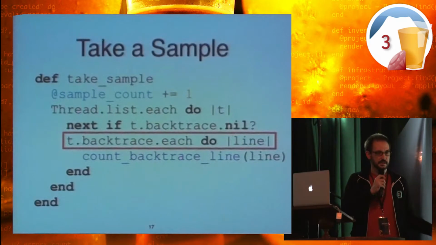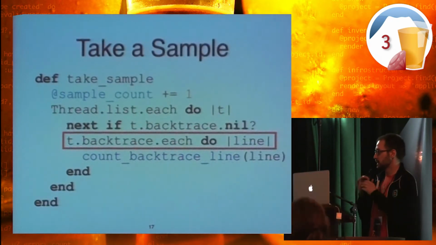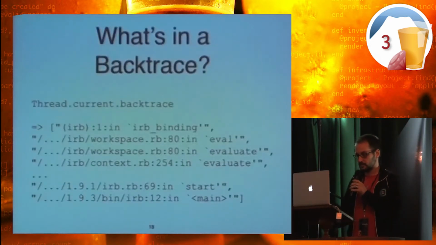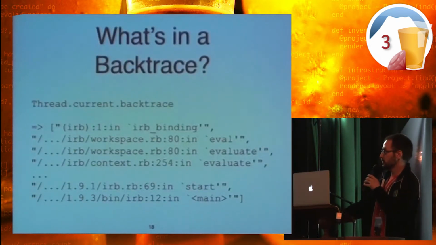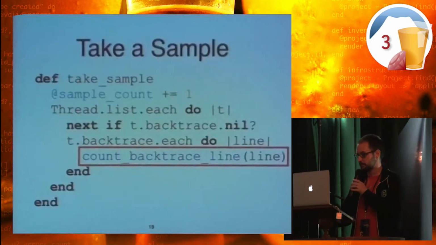Now that backtrace is going to have a series of lines. This backtrace is just like what you see in an exception message when your stack traces show. And each of those lines represent a point that we're executing in our code. Looks something like this. Not the prettiest backtrace that you've ever seen, but it's an array of strings that we can break apart to get that information out.